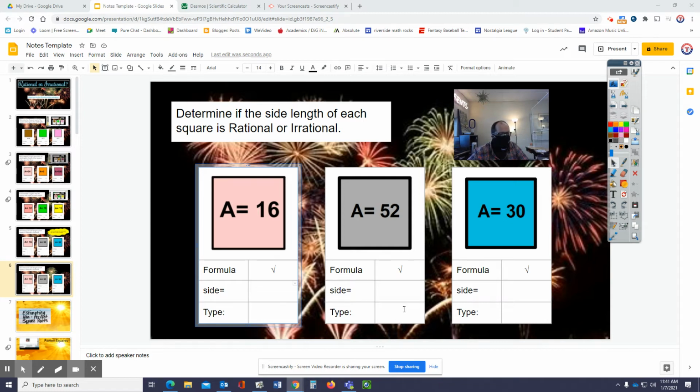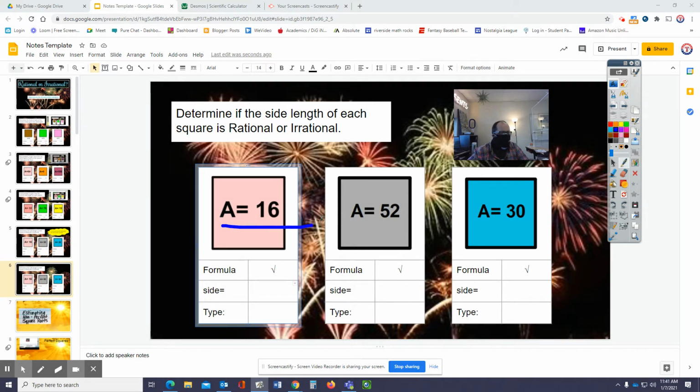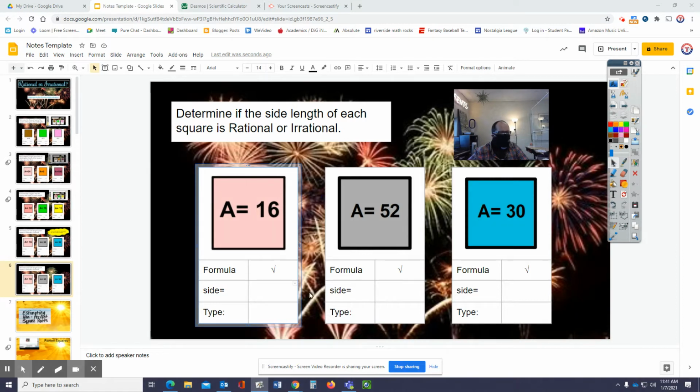Okay, so what we're going to do now is look at three different examples and determine if they are rational or irrational. The first thing we're going to do is take our area of 16, just like we have been, and in the formula section, let's put our 16 right there, so the square root of 16.